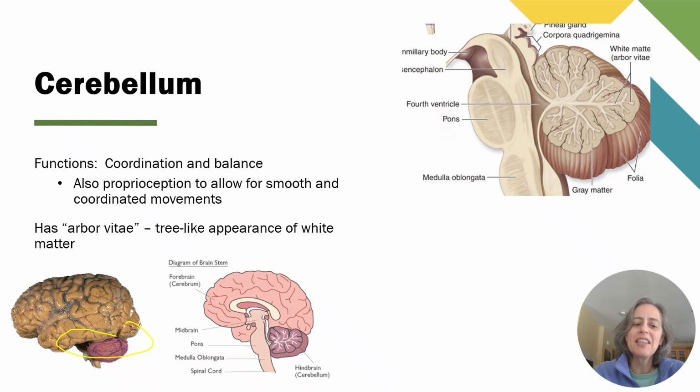The other interesting thing about the cerebellum is it has these things called arbor vitae. So if we look at the pattern of white matter, in this upper one, inside the cerebellum, it kind of looks like a tree, and so they very poetically named it arbor vitae, which in Latin means tree of life.